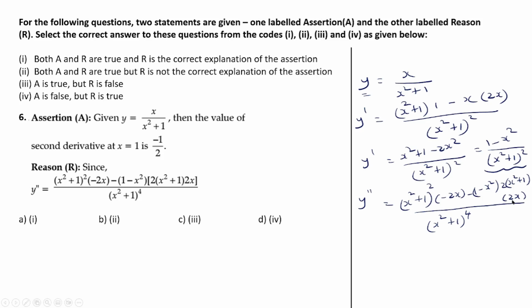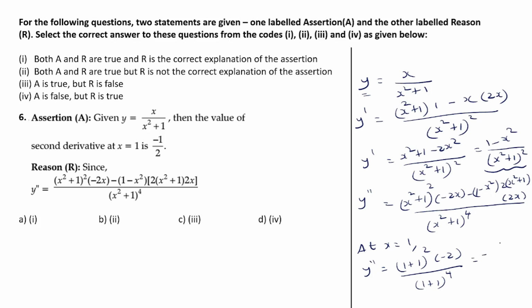So if we want to find the value of the second derivative at x is equal to 1, we have to put x is equal to 1 in y double prime. At x is equal to 1, y double prime will be 1 plus 1 the whole square into minus 2. Here we have 1 minus x square. So if we put 1, this entire product will be 0, upon 1 plus 1 the whole raised to 4.